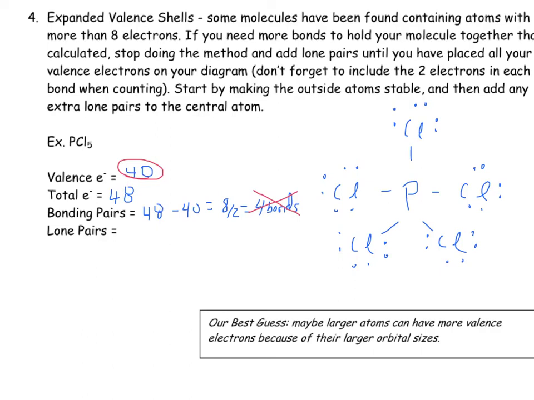Let's say, for example, hypothetically, I had 42 electrons. My lone pairs around the chlorines would give me 40. In order to finish my diagram, I would put my extra lone pair on the phosphorus. Now this phosphorus is sharing 12 electrons. That's okay. You only want one atom to break the octet rule.